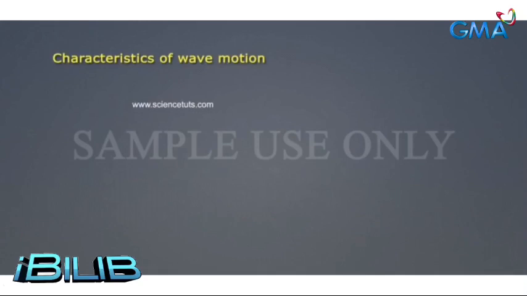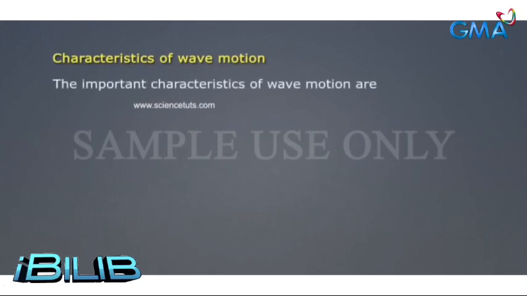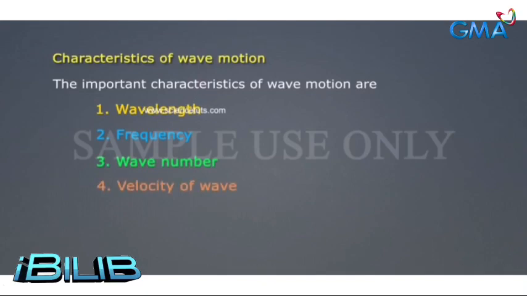Characteristics of wave motion, tumungo naman tayo dito. Ano nga ba yung mga importanteng characteristics ng wave motion natin? First one is our wavelength. Second one is the frequency. Third is our wave number. Fourth is the velocity of waves, and the last one is our amplitude.